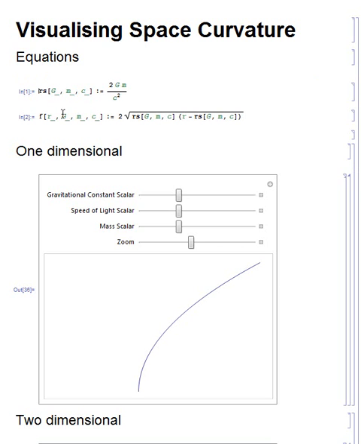The two functions I use to create these diagrams are the Schwarzschild radius and Flamm's paraboloid, which is here. The arguments for the Schwarzschild radius are the gravitational constant, the mass, and the speed of light. And the argument for Flamm's paraboloid is the distance, which I've called r, from the center of mass.